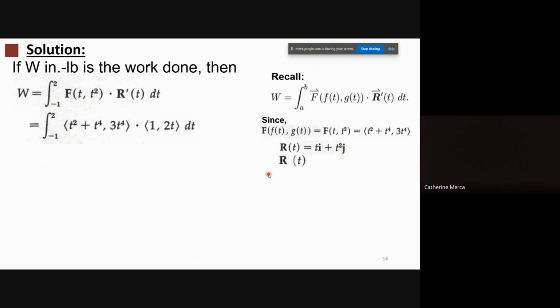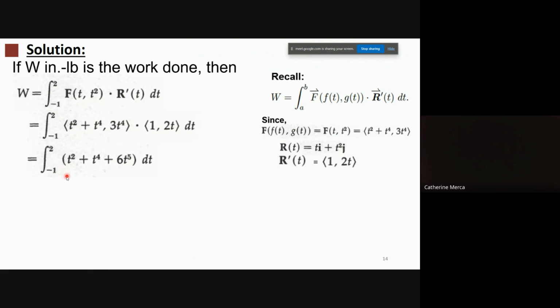Then we have the integral from -1 to 2 of t squared plus t to the fourth plus 6t to the fifth dt. Why? Because when you take the dot product, it becomes t squared plus t to the fourth, plus we have to multiply 3t to the fourth times 2t, which is 6t to the fifth. That's your dot product.